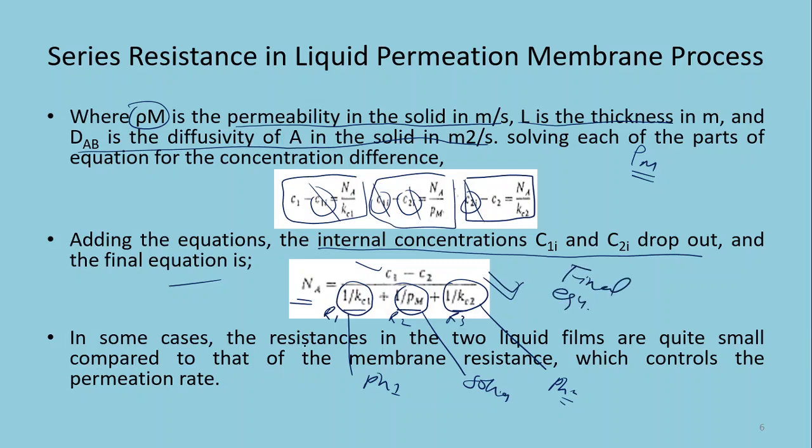In some cases, for example, the resistances in the two liquid films are quite small compared to the membrane resistance, which controls the permeation rate. If this resistance is very small, then its value becomes 0, so it is governed only by rho m. So this is all about the equation. Please try it again and practice how to derive the equation. Thank you very much.